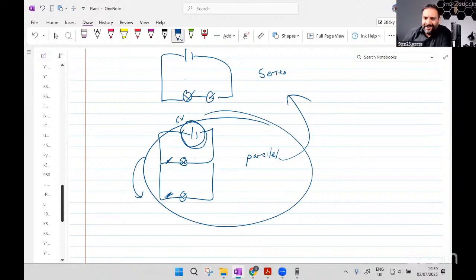Solids, liquids, and gases. I won't say anymore. And how they're different.